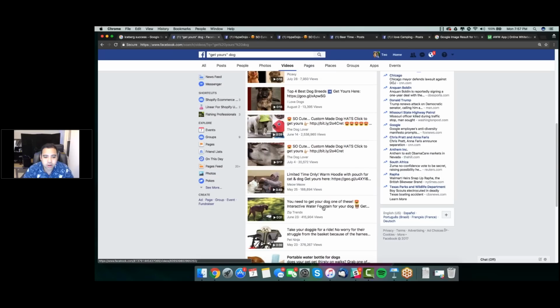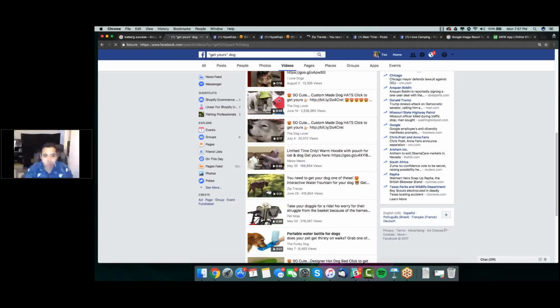Oh, look at this. Let's take a look at this little dog crate right here. It looks like an image of a dog wearing this hat, and it's just like a scrolling video. But we can take a look at this. We click on this right here, guys.